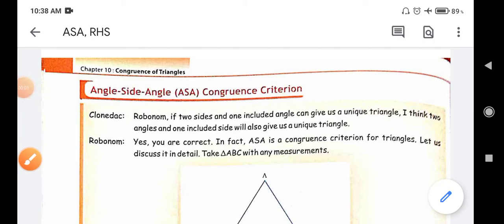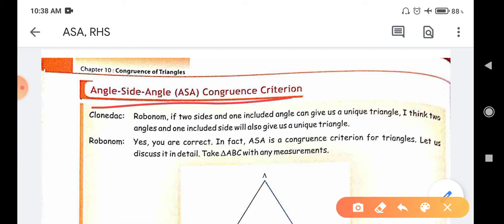Hello students, today we will start the third congruence condition, that is ASA. This is the third congruence criterion, ASA, that is angle, side, angle.